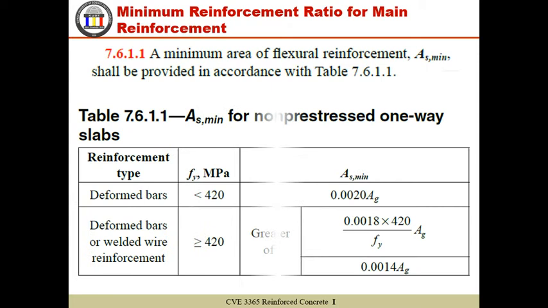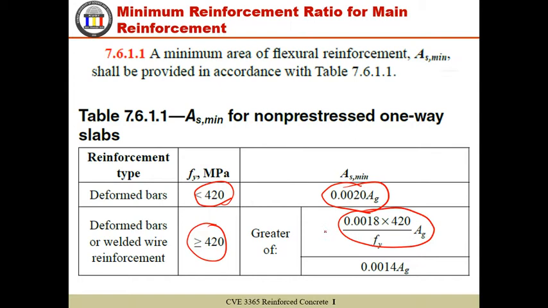So here we have it in this slide. Your actual rho should be greater than As minimum, as it is sometimes called. Again, if you are using fy smaller than 420, your rho or your As, if you convert rho to As, you know how to convert: As is equal to rho b d, should be greater than 0.002. If you are using reinforcement with fy greater than 420, your rho or your As should be greater than the greater of these two values.